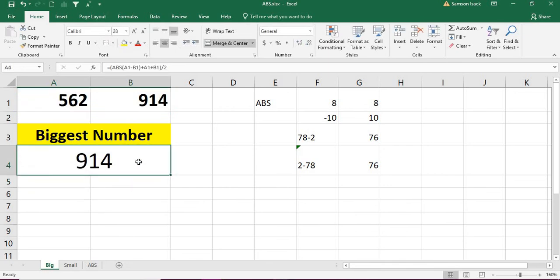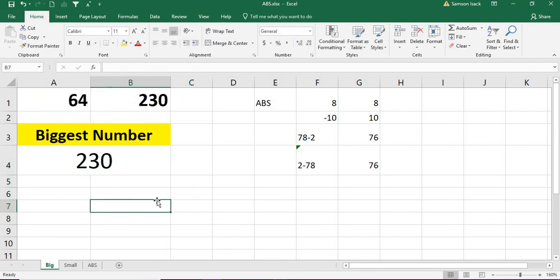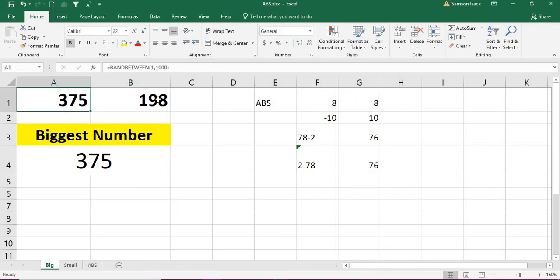See, this gives the biggest number. So you have the smallest number in A and the biggest number in B. The biggest number is 914. This time the biggest is A and B is the smallest. The biggest number is 375.